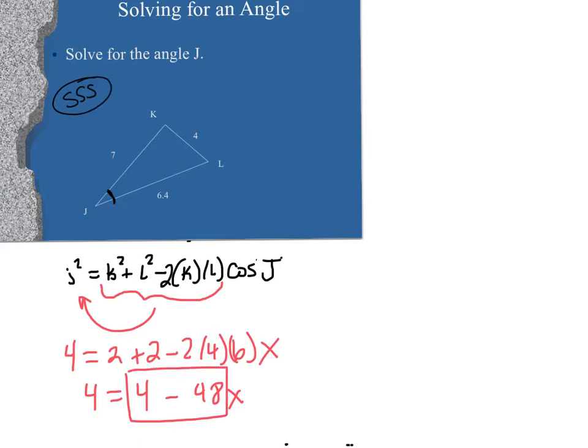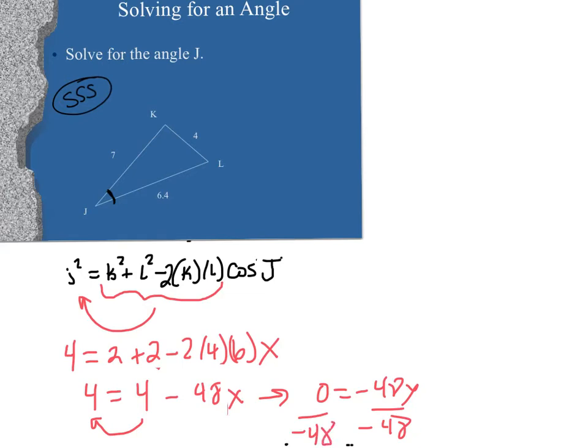And hopefully you're saying, Mr. Thornley, that's so wrong, because it doesn't follow order of operations. It's just like solving a single multi-step equation. I need to move the 4 over first by subtracting, and then I'd have 0 is equal to negative 48x. I divide by the negative 48. So the same thing here. I have to move this stuff over first, and then I need to divide out this stuff. And then I can solve for cosine of J.